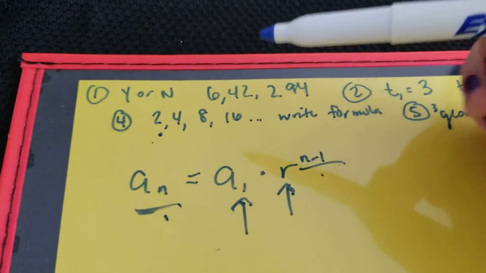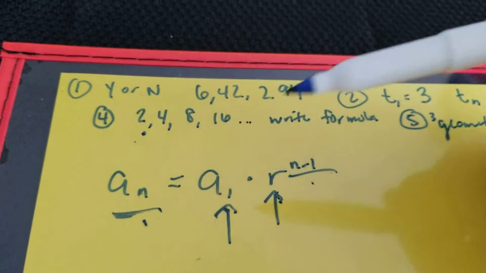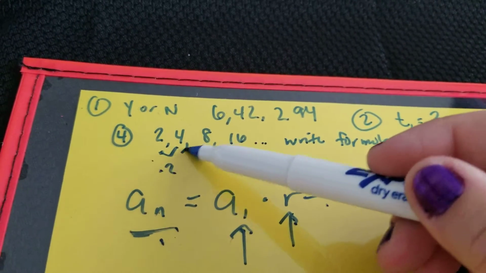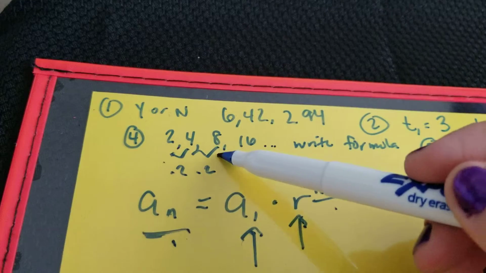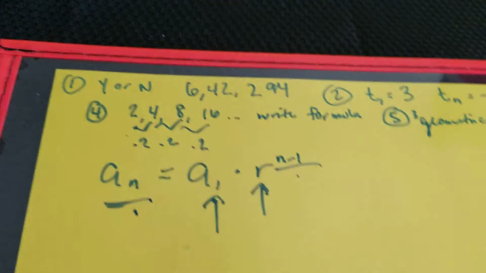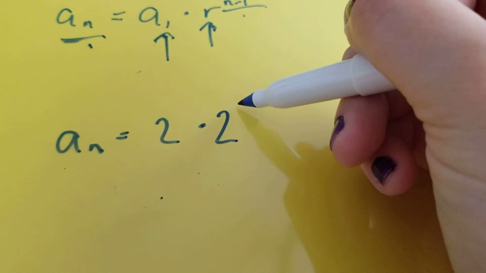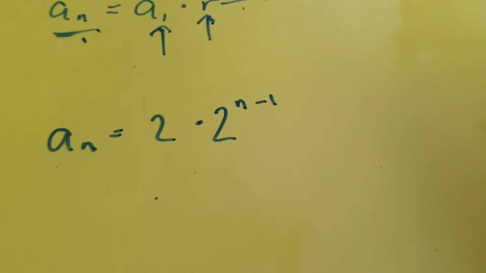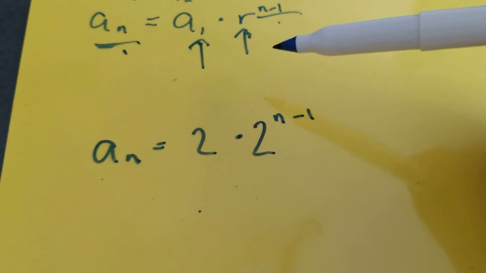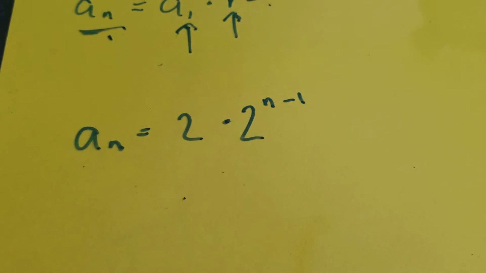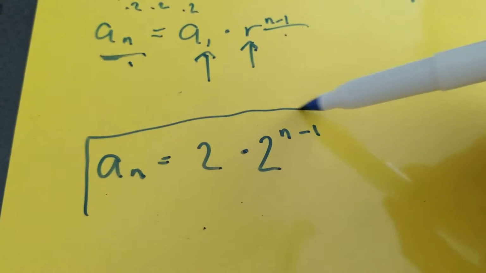So let's go back to the thing. Well, what is the ratio between each one? So here from 2 to 4, I multiplied by 2. From 4 to 8, I multiplied by 2. And 8 to 16, same thing. So that means my ratio is going to be 2. So when I go back down here, times 2 to the n minus 1 power. And the reason, again, why we're leaving the n's is because we don't know up to what term we're going. And that's it. This would be the formula.